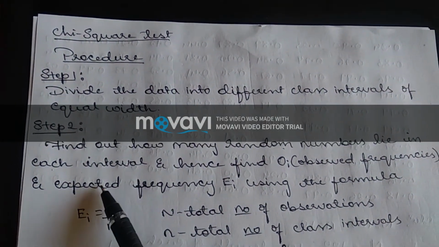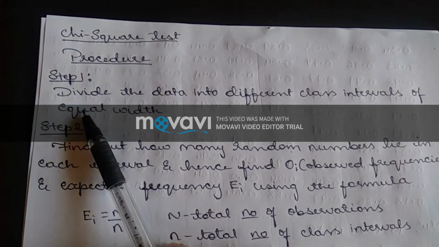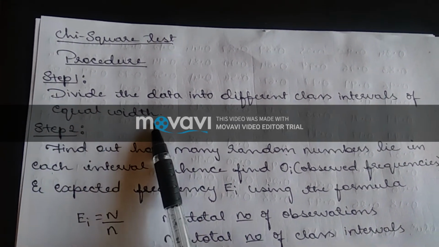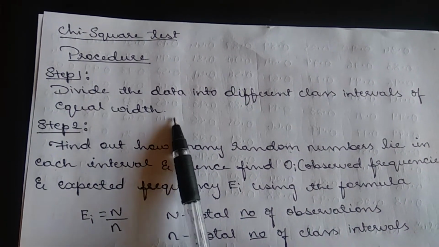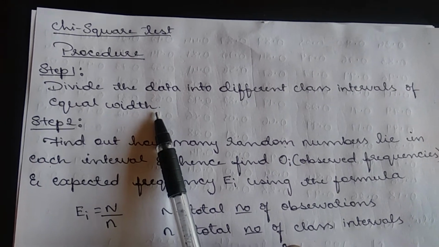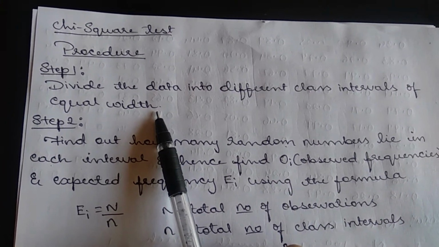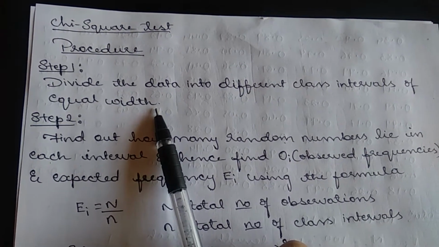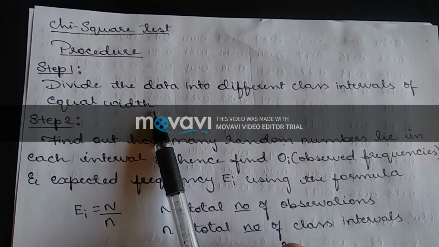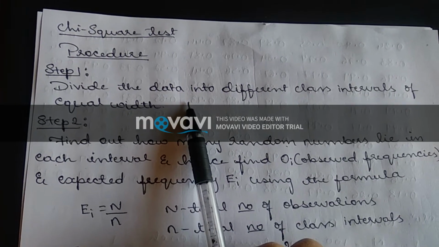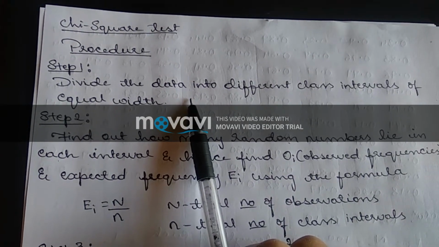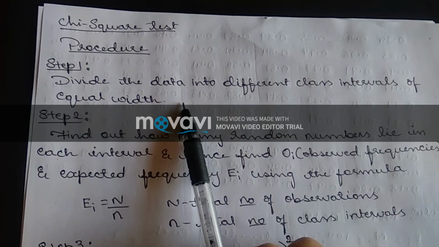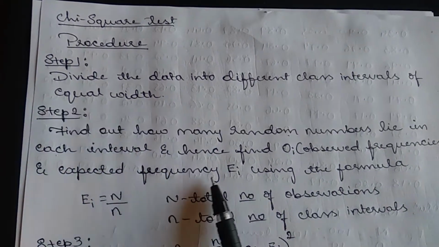Let me come to step 1. This is the procedure. First you have to divide the data into different class intervals of equal width. For example, in the question they will specify that you have to divide by 0.1, 0.2 or 0.25 intervals. You have to see that and then divide the data into class intervals of each width. It should be of equal width.